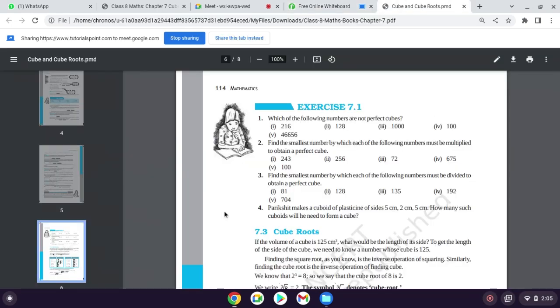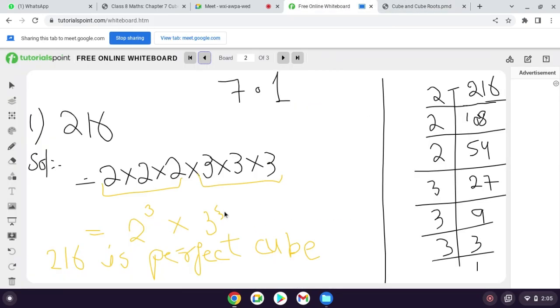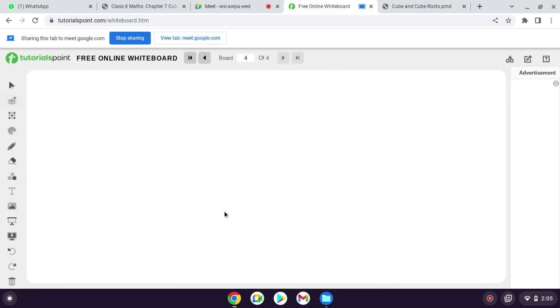Now I will do the fifth part. So the fifth part is 46,656.